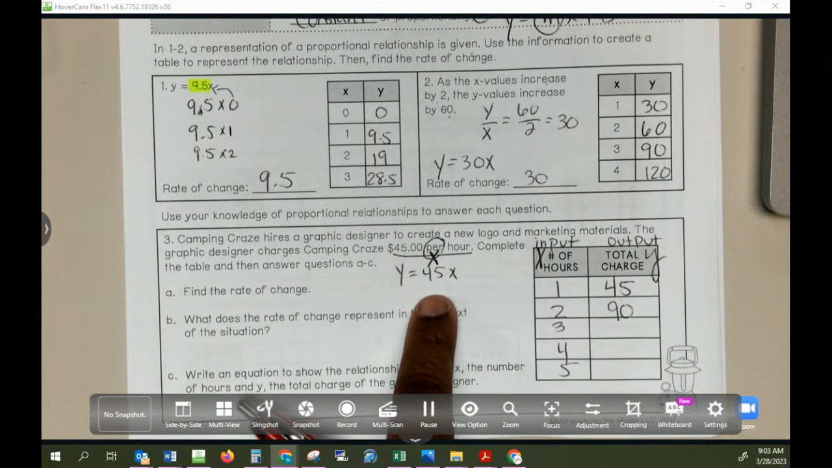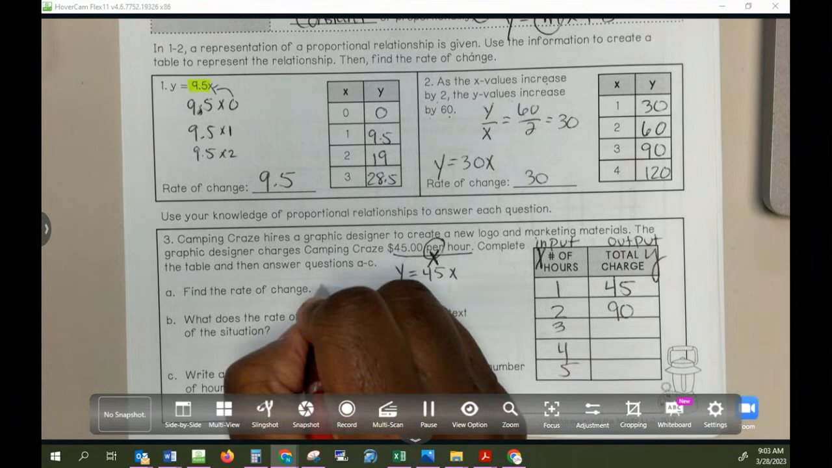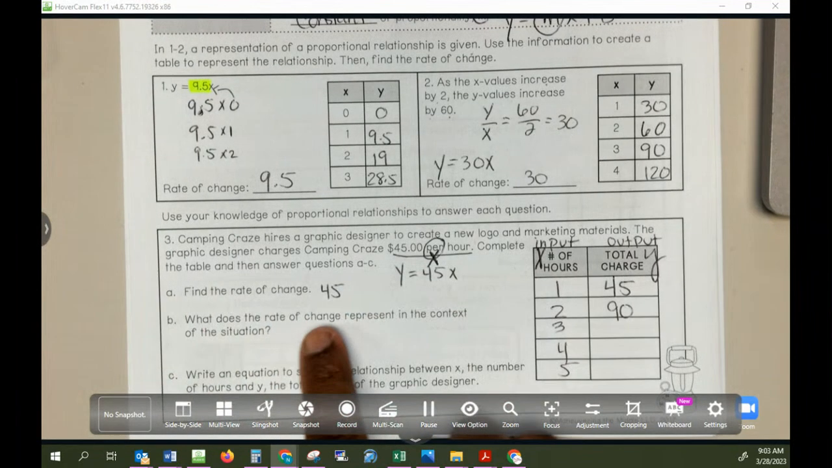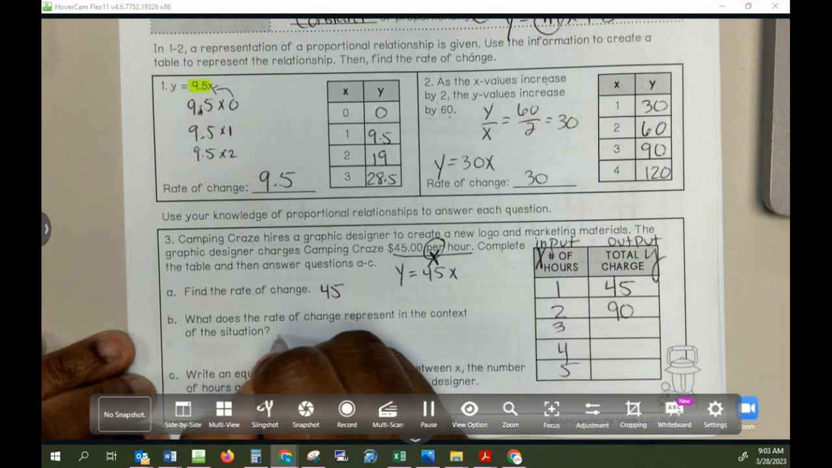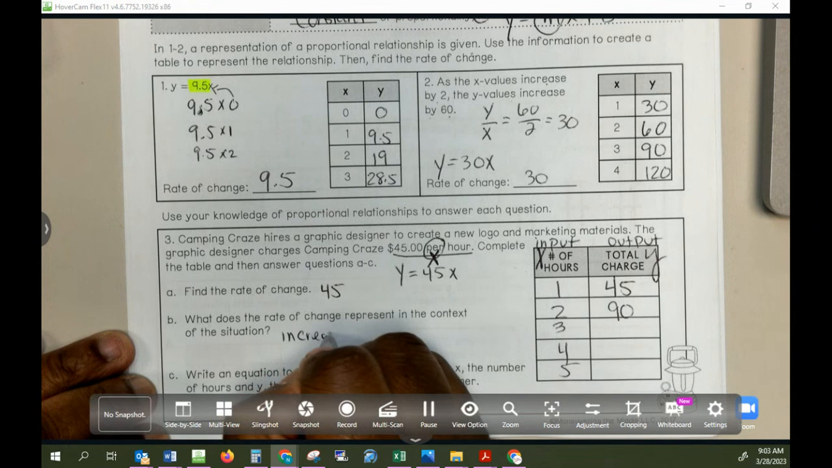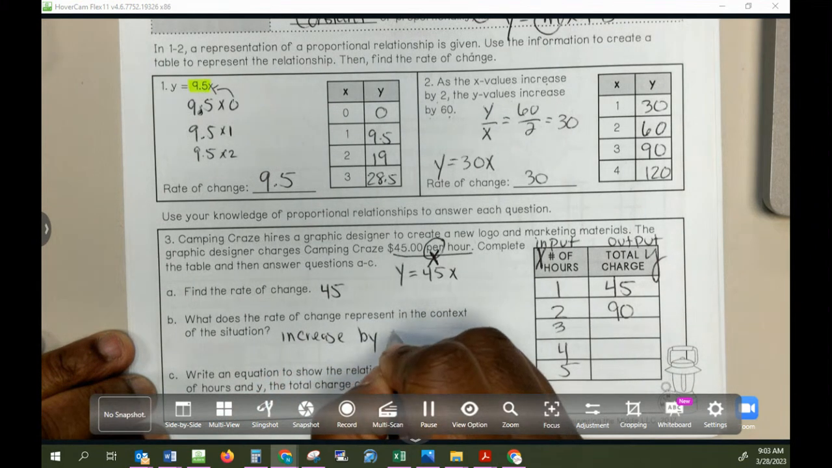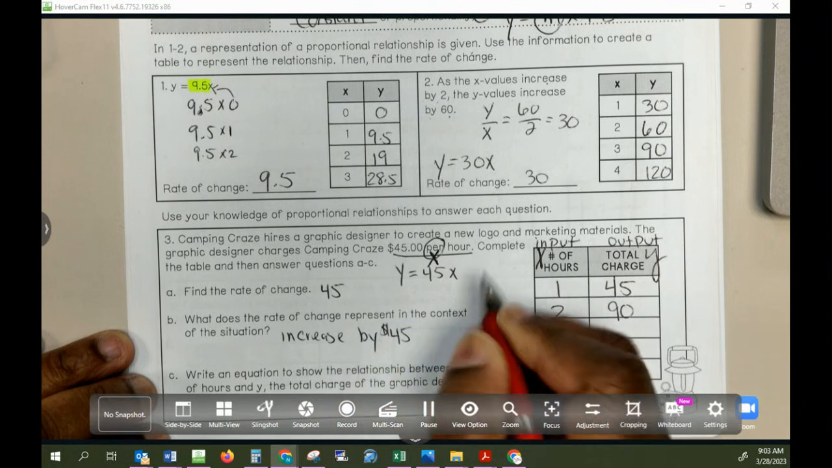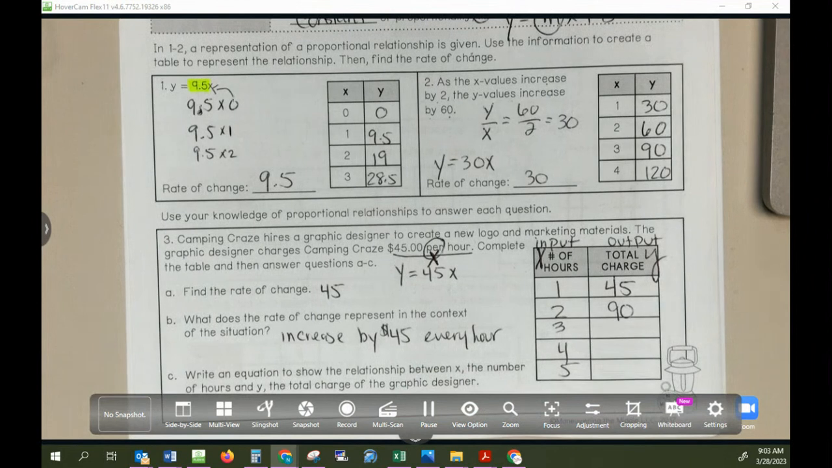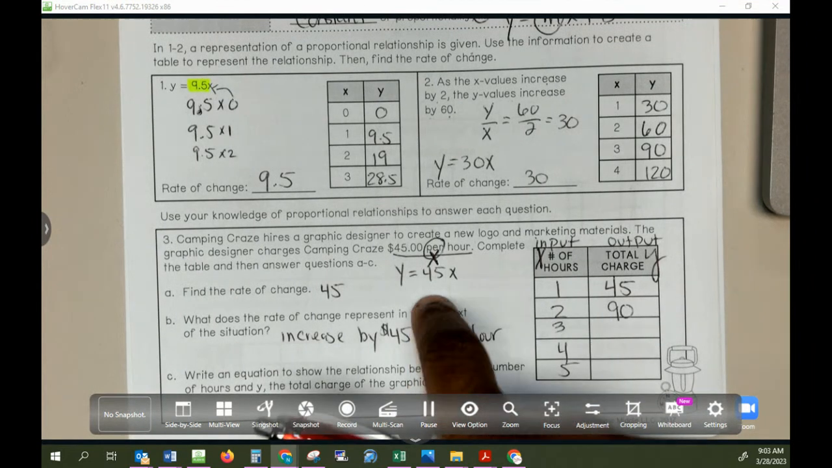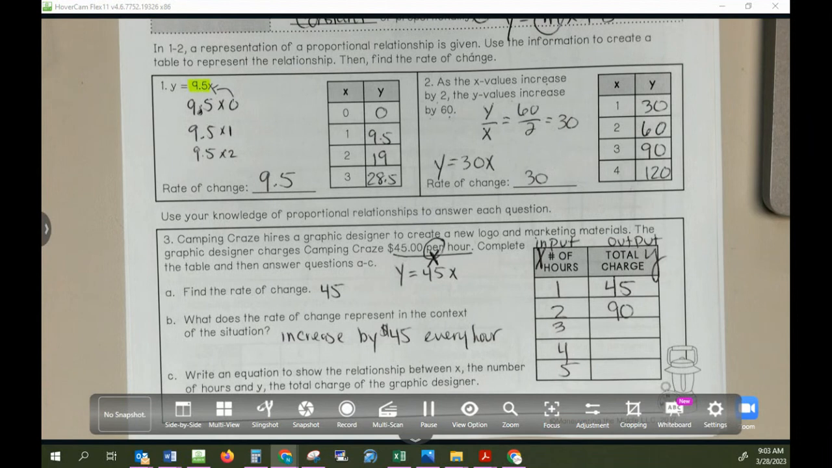So it says find the rate of change. Well, we identified that. That's 45. What does the rate of change represent in context of the situation? It represents that the total cost for the graphic designer will increase by $45 every hour. We know this is an increase because this is a positive number. There's times when there's a decrease situation and we'll use a negative number.